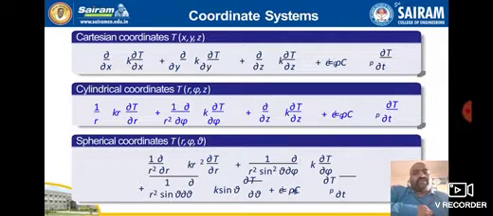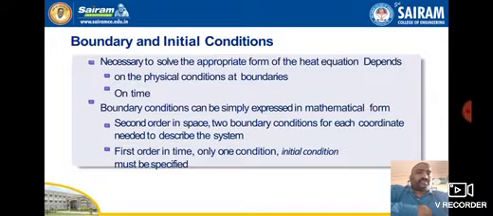Similarly, we have to write it down for the cylindrical as well as the spherical coordinate systems. And then boundary and initial conditions. The boundary condition is necessary to solve the appropriate form of the heat equation, and depends upon the physical condition at the boundary. Second is on time: the equation is first order in time, so only one condition, the initial condition, must be specified.